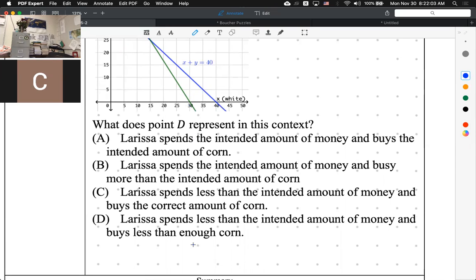Or maybe Larissa spends the intended amount of money, but more than the intended amount of corn. So she spent too much money on the corn. Or maybe she spends less than the intended amount of money and buys the correct amount of corn. Or maybe she spends less than the amount of money and less than the amount of corn. How much money did she spend? This is all about money. Yes, on B.